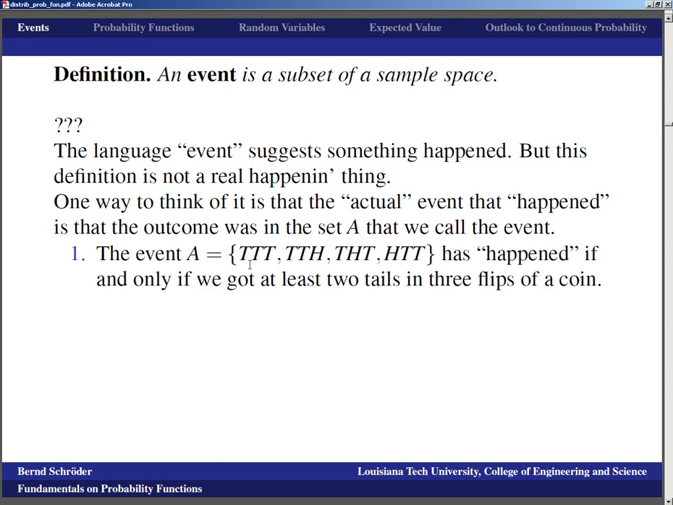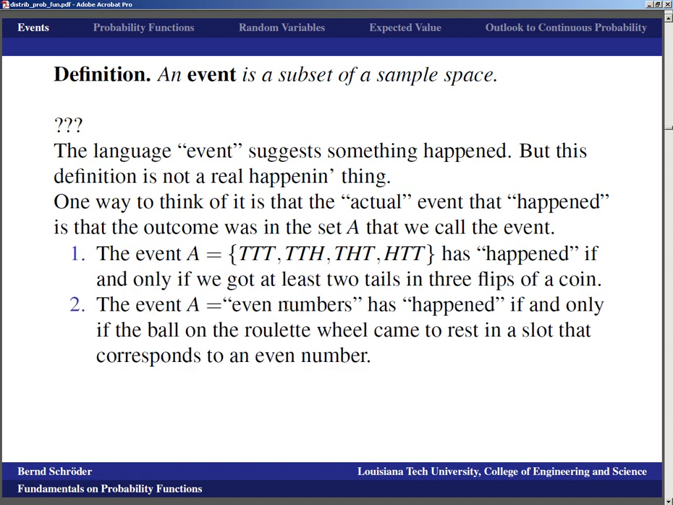So, for example, the event consisting of tails, tails, tails; tails, tails, heads; tails, heads, tails; and heads, tails, tails has happened if and only if we got at least two tails in three flips of a coin. So you can also see how events can be encoded similarly. If you are playing to break a tie or, I don't know, figure out which team kicks off first in a game, and you actually want to do this with best two out of three coin flips, and your side has picked tails, then of course you win if you've got at least two tails in the three flips of a coin. And here are all the possibilities in which you can get two tails in three flips of a coin.